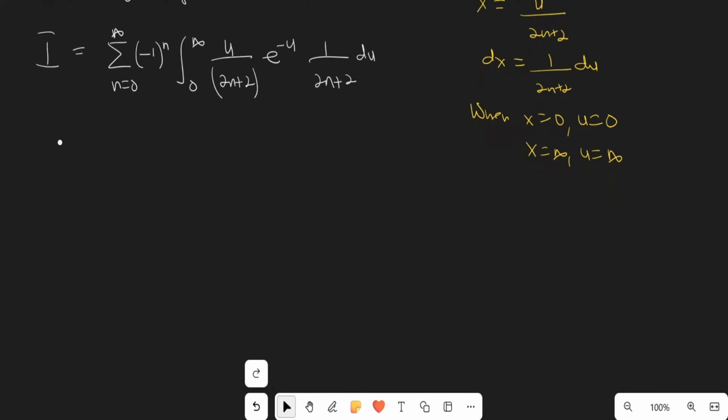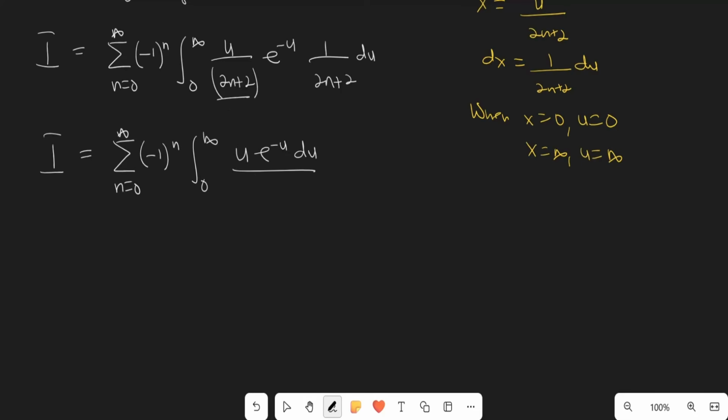Okay, so now let's simplify this integral. This is the summation n from 0 to infinity of negative 1 raised to the power n, and then the integral from 0 to infinity of u e to the negative u du, all over this times this. That is going to be what? That is 2n plus 2 all squared. This has nothing to do with u, our variable.